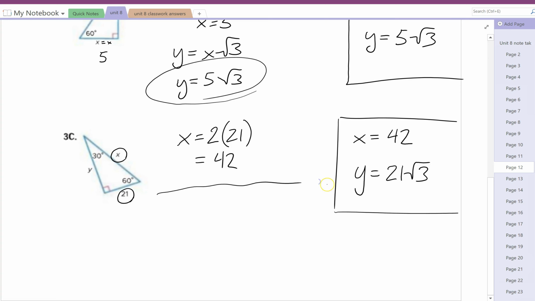Okay, the other thing I know about 30, 60, 90 triangles is that the middle side, the medium side, which they're calling y on this one, is just equal to the shortest side, 21 here, times the square root of 3. And I could turn that into a decimal if I want, or I can just leave it how it is. That's how I got the answers here.